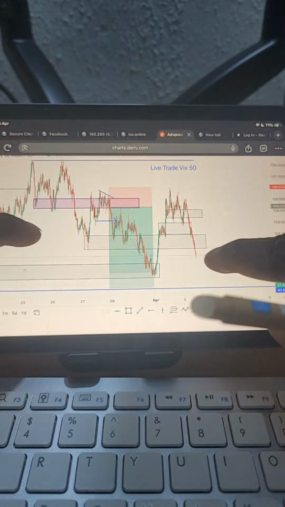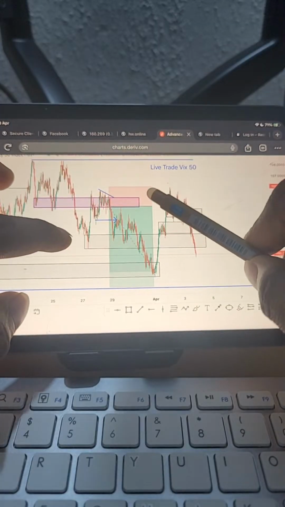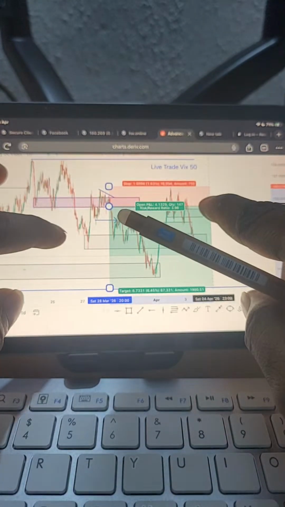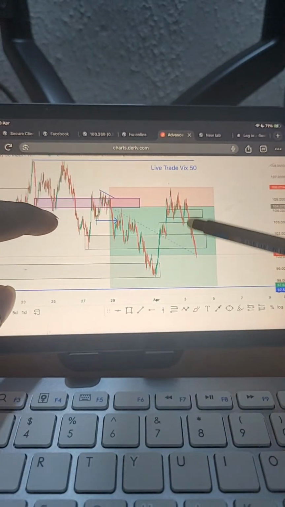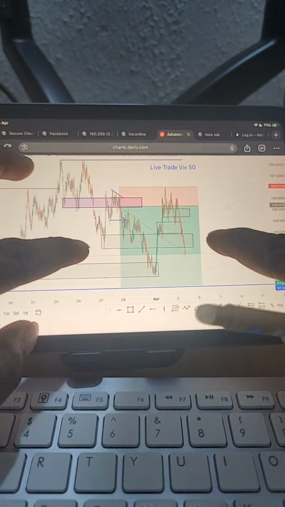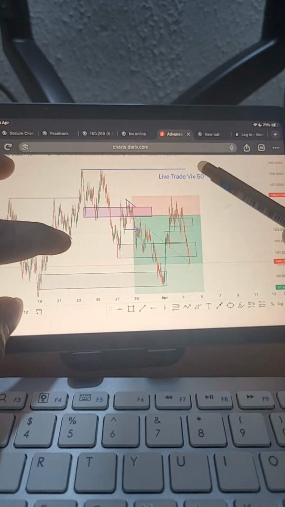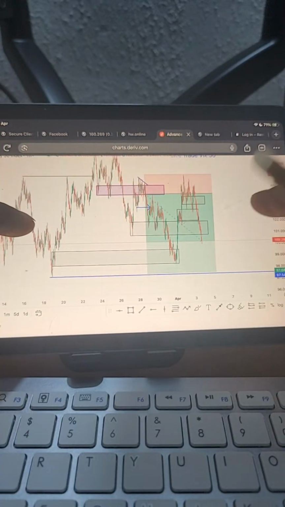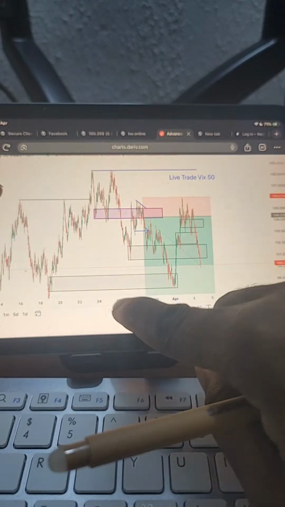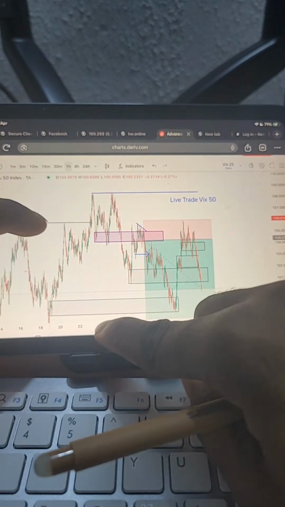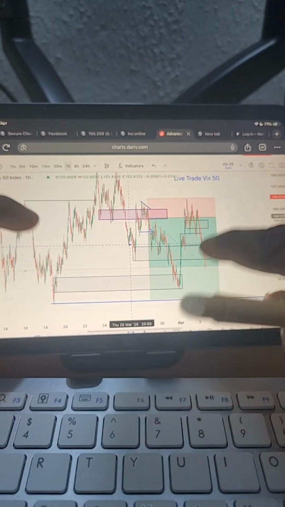This is what price actually did: price retraced back to that zone and took out liquidity from around here. You can see how price started to push down. I was hoping that price would react from here and push up, but as you can see, price is not ready to do that. Let's move to the next one. All right.